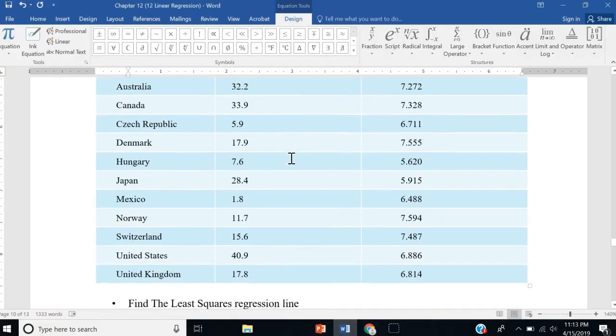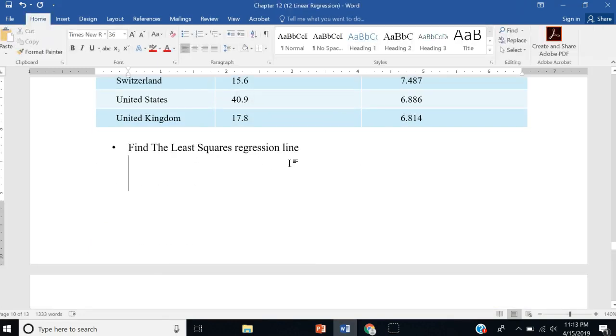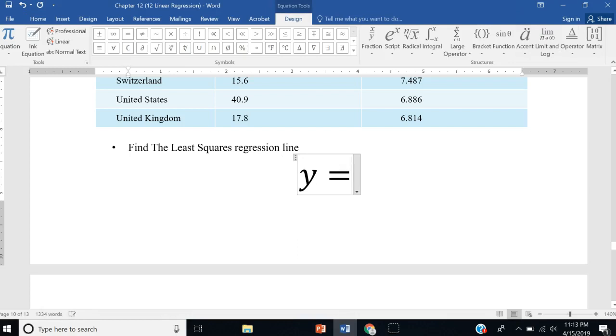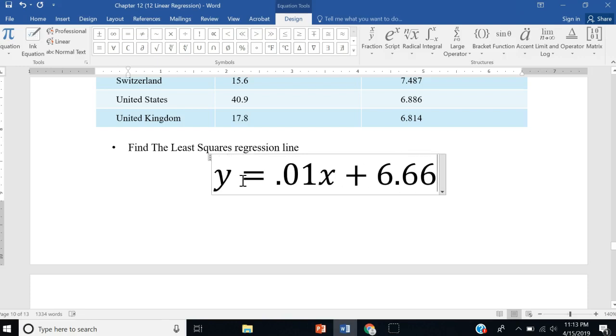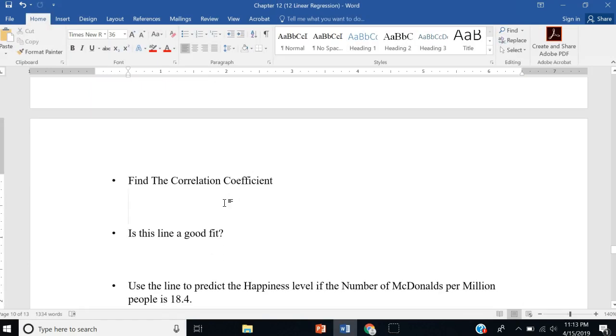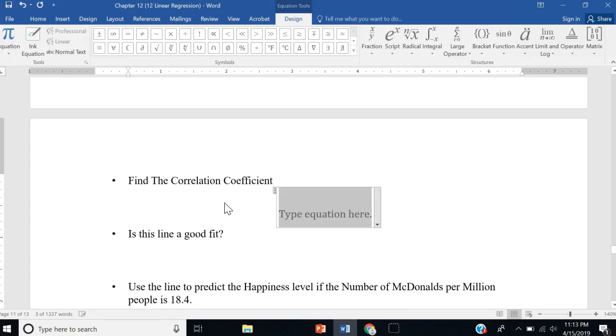So, number of McDonald's. If we were trying to use this to predict happiness, it says that our least squares regression line would have been y equals 0.01x plus 6.66. Again, hopefully I typed that correctly. I didn't double check my math, but if I did make a mistake on any of this, let me know, on any of these videos. The correlation coefficient that I got, R, was 0.2164.